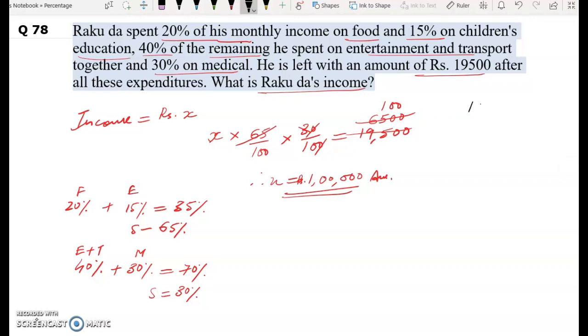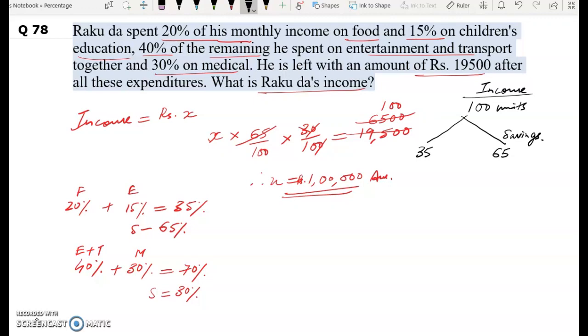Let's say income of Rakuda is 100 units. Now the question says Rakuda spent 20% of his monthly income on food and 15% on children's education. So he spent 35%. Now his spending is 35% of 100 units, so 35% of 100 units will be 35 units. Now he is left with 65 units. This is savings.